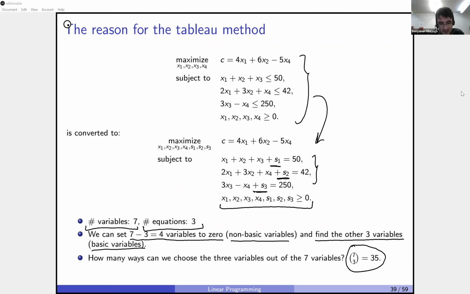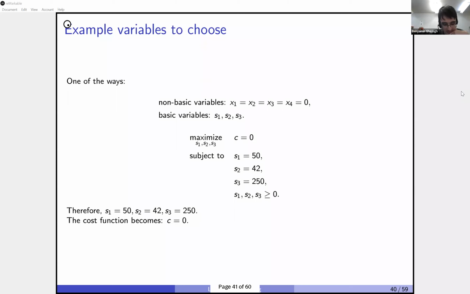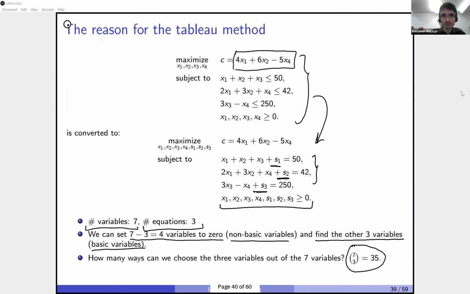But let's go one by one and see some examples. One of the ways is this. For example, assume that the non-basic variables are x1, x2, x3, x4, all of the actual variables that we cared about in the initial problem. Let them be non-basic variables, 0, and we find the slack variables that we added, and we consider them as basic variables. Maybe the basic variables are only the slack variables, right? One of these 35 cases is this. So the cost will be 0. Why? Because the cost was this. The cost will be 0.